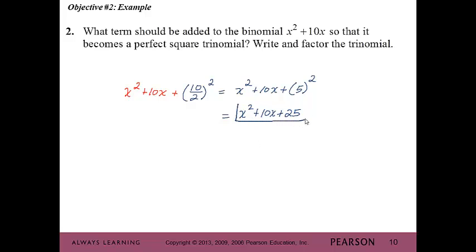So this is the trinomial. Then when we factor it, we're going to use the 5, and we're going to write it as x plus 5 whole thing squared.